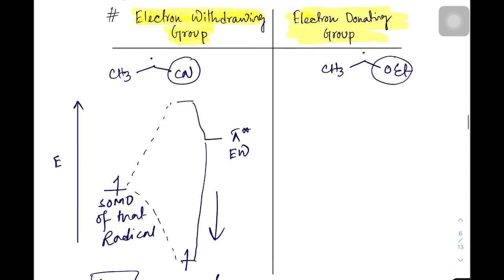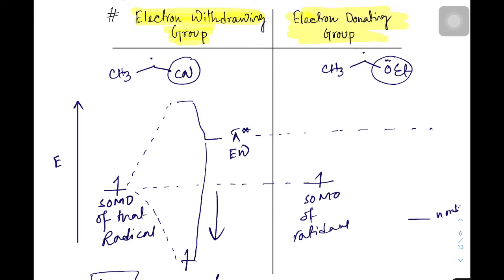But in the presence of an electron donating group, if we draw the molecular orbital, the SOMO level energy will be the same SOMO of the radical, but in this case there is a lone pair, so the n orbital will be lower in energy than pi star. N orbital, lone pair.